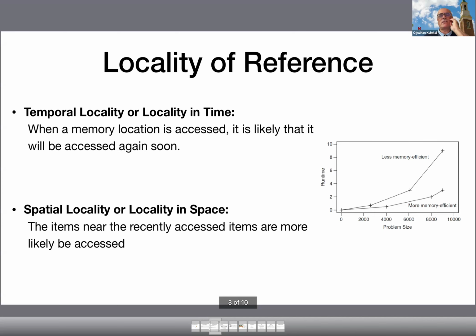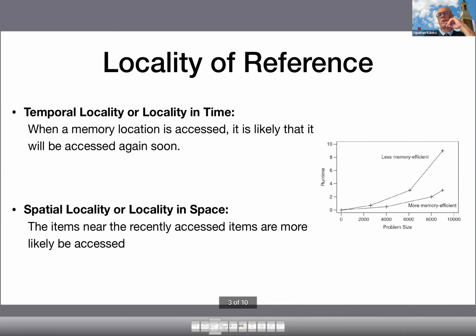From the very early days of computing, the programmers noticed two facts. The first one is, if you are accessing a memory location, if you are accessing a specific data, then it is more likely that you will be accessing that data, that memory location, again very soon. So that is called locality in time. If you access something, it is highly probable that you will be accessing the same data very soon in the future. So that's the temporal locality.